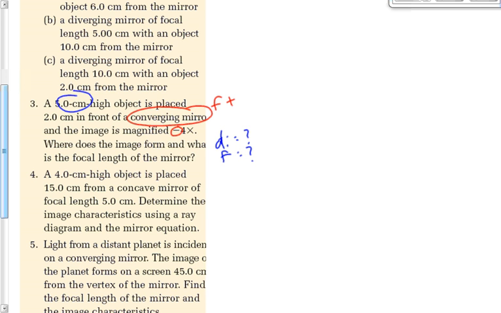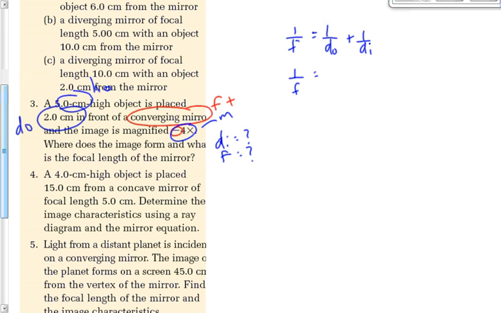This is going to be HO. This is going to be DO. The magnification is -4. Okay, let's see what we can do here. We get two equations. Look, we got 1 over F is equal to 1 over DO plus 1 over DI. Is that going to help us? Well, we're looking for F, so let's try it.